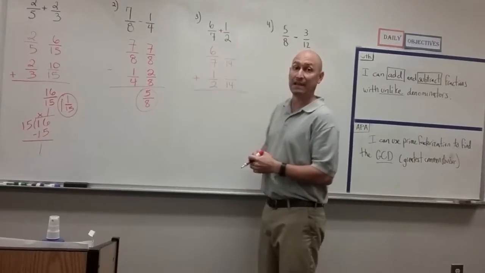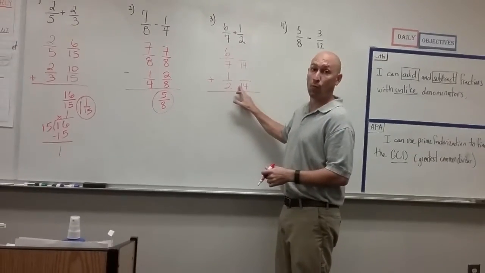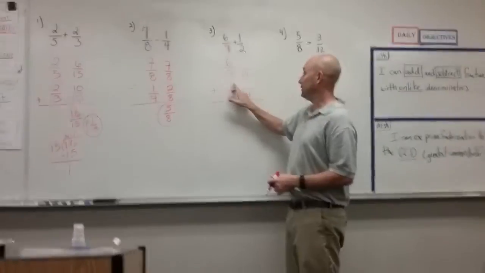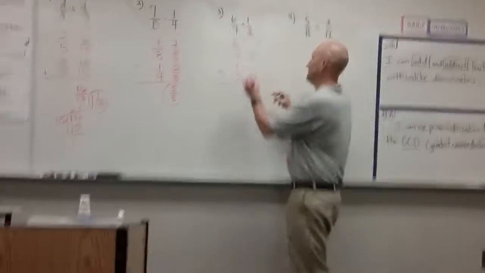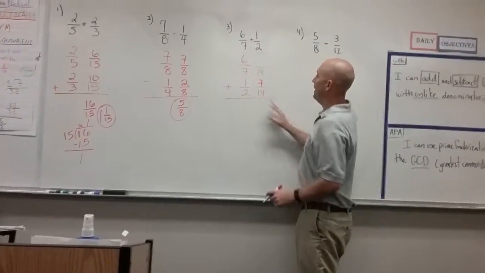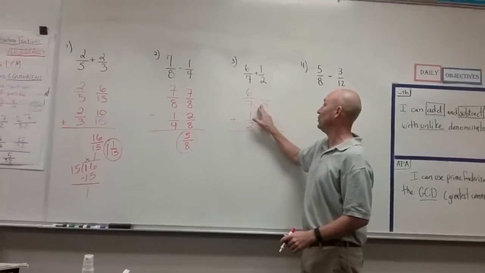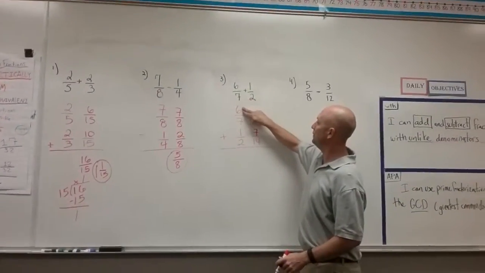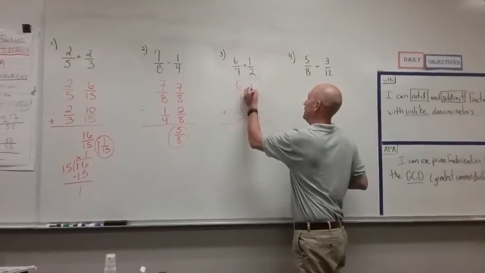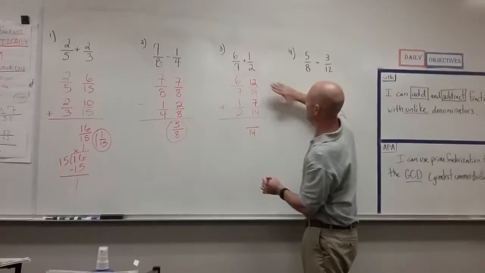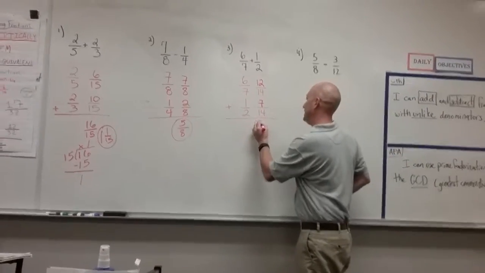Step 3, now I'm making them equivalent. 2 times what gives me 14? 2 times 7. So I have to do the same thing to the numerator. 1 times 7 is 7. I come up to the top. 7 times what is 14? 7 times 2 is 14. I multiply 6 times 2 and get 12. Bring down my 14. 12 plus 7 is 19.